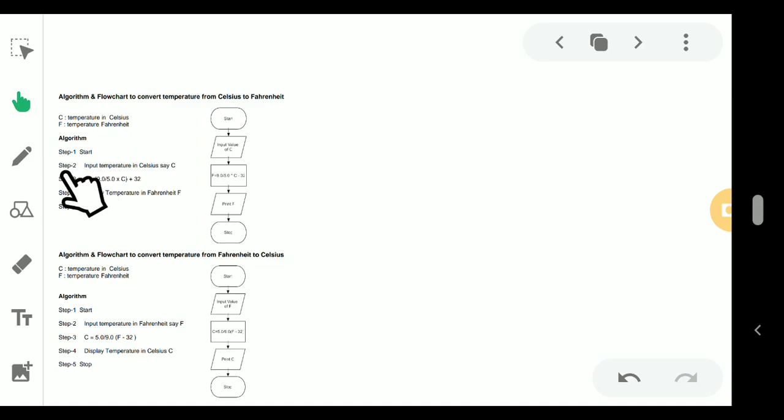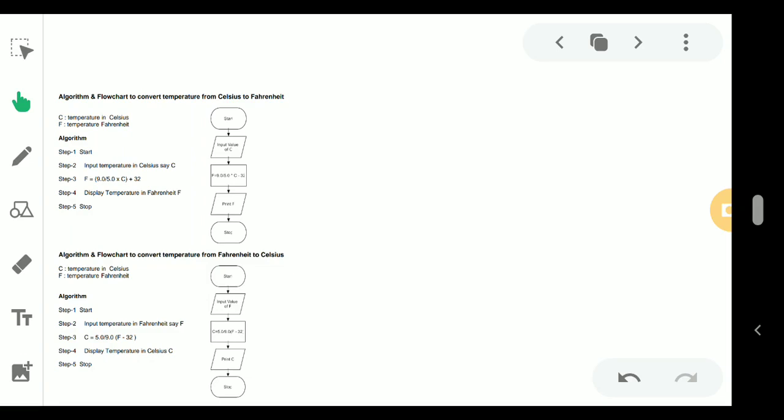Okay, so let's start, what it says. Step 1, start. Step 2, input the temperature in Celsius, because from Celsius I am converting into Fahrenheit. So I will take the input in Celsius. Next, there's a formula. So what is the conversion formula? F equals to 9 by 5 into C plus 32. This is the formula for converting Celsius to Fahrenheit. And next, step 4 is display the temperature in Fahrenheit, and step 5 is stop.